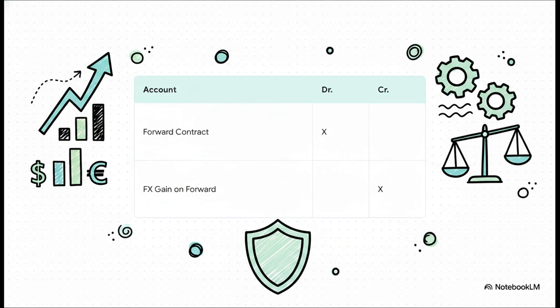But here is exactly where the hedge does its job. On that exact same March 31st reporting date, we mirror this action for our hedging instrument. Because the payable went up, the forward contract is gaining value. So we debit the forward contract asset account and we credit the foreign exchange gain or loss on forward account. Notice how these two entries effectively offset the risk in our P&L? It perfectly neutralizes the threat. It's pretty satisfying when it works out like that.